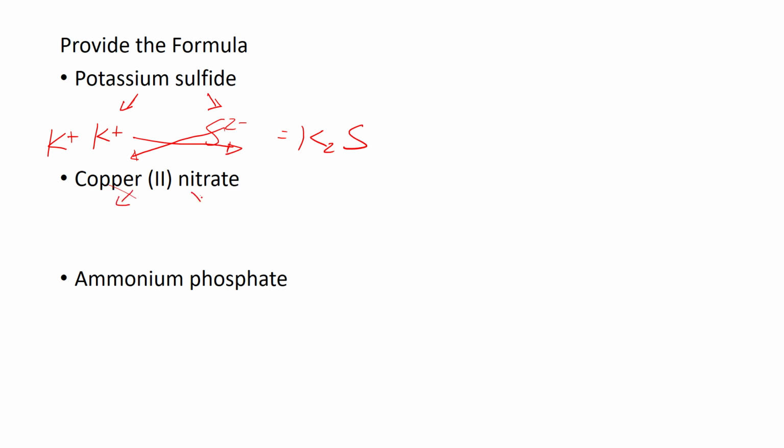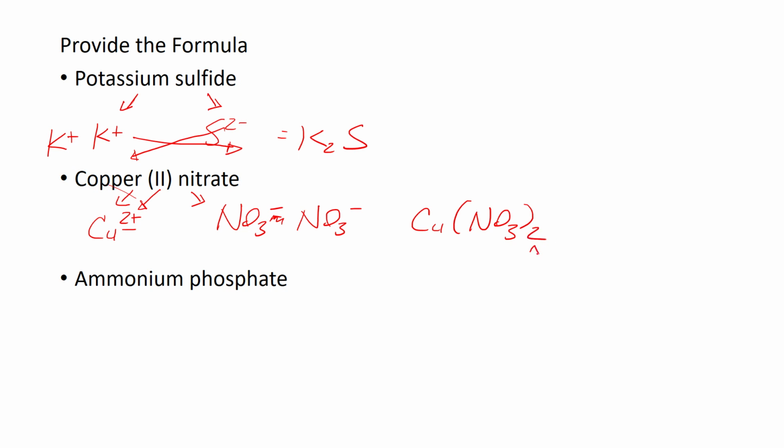Copper 2 nitrate. So let's separate these suckers out. Copper 2 is Cu2+, right? That's what the 2 refers to. And then the nitrate is NO3-. So 2 plus, 1 minus. It's going to take 2 of these nitrates to cancel that out. So this becomes Cu(NO3)2, referring to 2 nitrates.